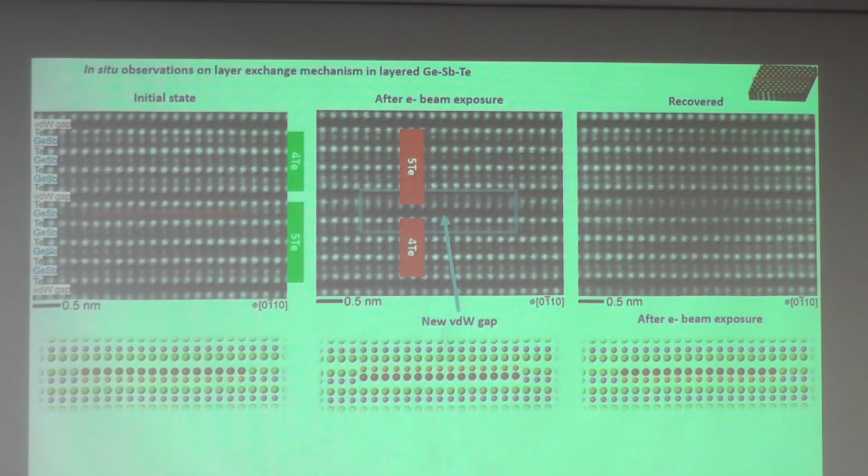So of course these are not one-to-one the processes which we have in a PCM device. In a phase change device, we need to apply electrical current to switch from one state to another state. But this is basic research. It shows that the system can be very flexible. So you can induce these local structural changes in the system on the nanoscale.